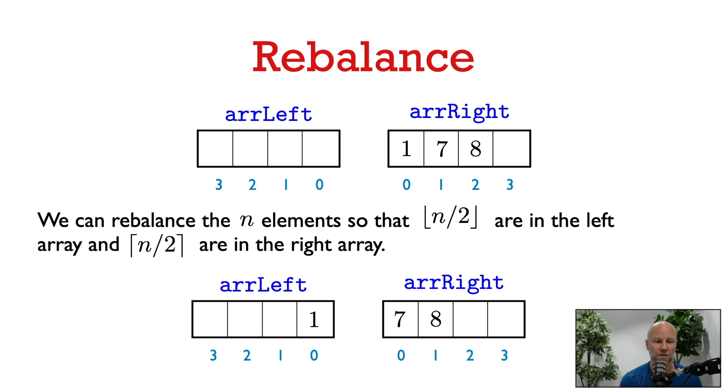When one of the arrays becomes empty, then we can rebalance the elements so that roughly half are in each array. So in this case, there are 3 elements in the right array. So we can rebalance so that there's 1 element in the left array and 2 elements in the right array. In general, we could put the floor of n over 2 elements in the left array and the ceiling of n over 2 elements in the right array.